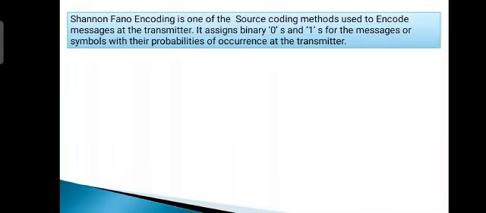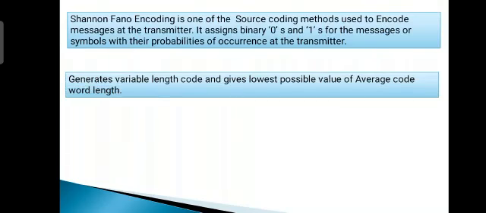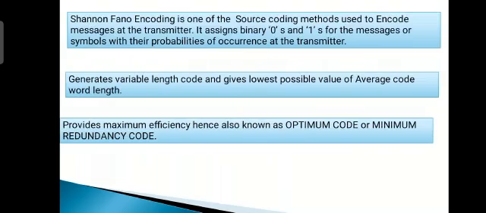Shannon Fano Encoding is one of the source coding methods used to encode messages at the transmitter. It assigns binary zeros and ones for the messages or symbols with their probabilities of occurrence at the transmitter. It generates variable length code to give the lowest possible values of average code word length. Since it provides maximum efficiency, it is also known as optimum code or minimum redundancy code.